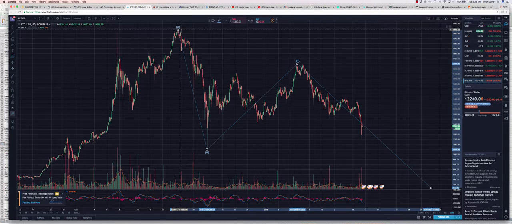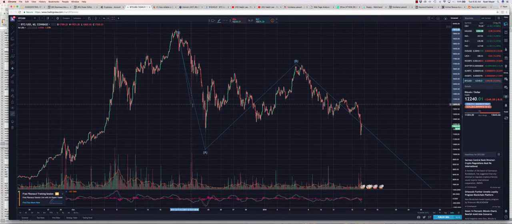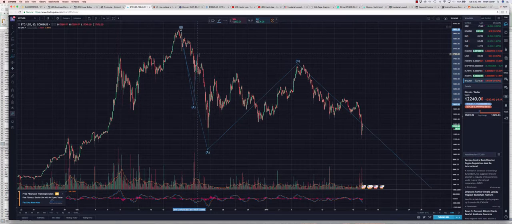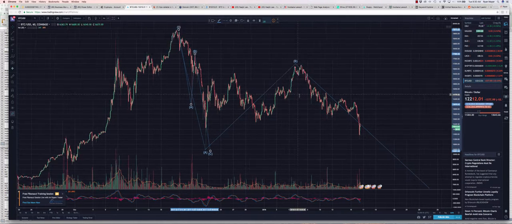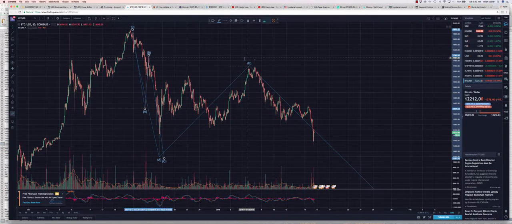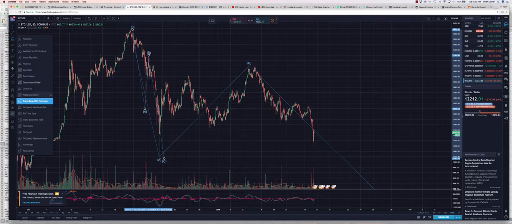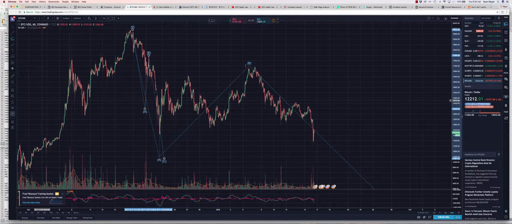So we had the original wave A that went A, B, C. And we had an extension up to the B wave, and now we're going to have another ABC. Now where do we put this ABC? Let's draw some trend-based fib extensions. So here's how we do this.